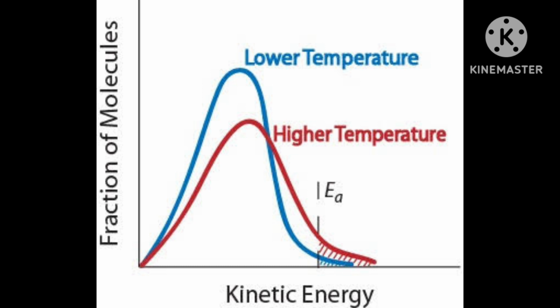Okay, the intermediate is called the activated complex. The energy required to form the intermediate is called activation energy. Or you can say the energy required to form the intermediate called activated complex, that energy is known as activation energy, EA.